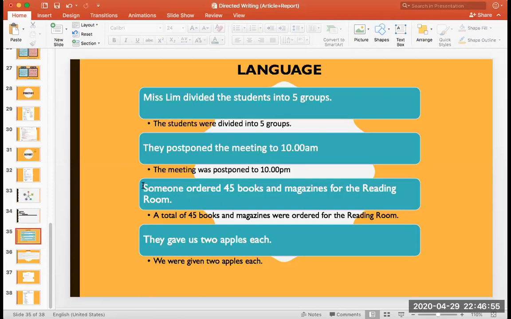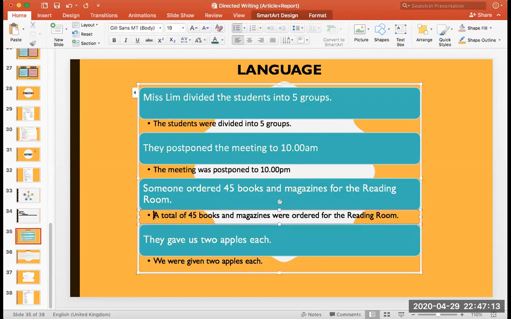Okay, so the third example is someone ordered 45 books and magazines for the reading room. So this is normal lah, aktif, biasa-biasa. Okay, macam neutral lah, right? But when you read this, the passive voice, a total of 45 books and magazines were ordered for the reading room. Okay, if you want the easiest way to think about this is you just imagine when you watch the news on TV, kamu cuba kaji dia punya ayat yang diguna. Banyak ayat adalah dalam pasif, susunan pasif.